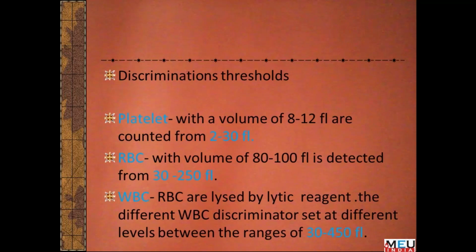Now, platelets, which have a volume of 8 to 12 femtoliters, are counted at 2 to 30 femtoliters. The RBCs, with a volume of 80 to 100 femtoliters, are detected in the range of 30 to 250 femtoliters, depending upon their size and whether they are microcytic or macrocytic RBCs. While counting WBCs, the RBCs are lysed by a lytic reagent, and different WBC discriminators are set at different levels between the ranges of 30 to 450 femtoliters.